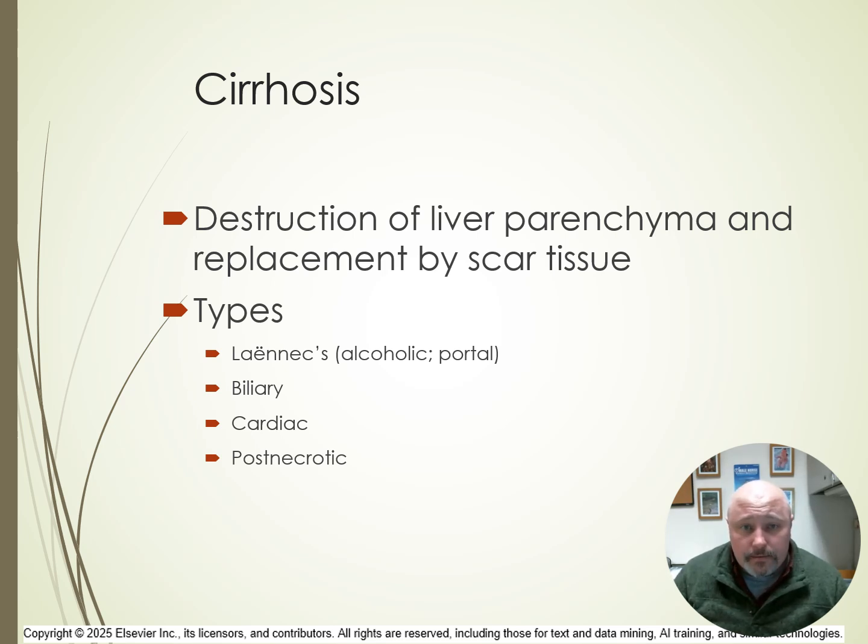Necrosis is followed by regeneration of liver tissue, but not in a normal fashion. Fibrous tissue is laid down over time, and this distorts the normal architecture of the liver lobe. These fibrotic changes are usually irreversible, resulting in chronic liver dysfunction.